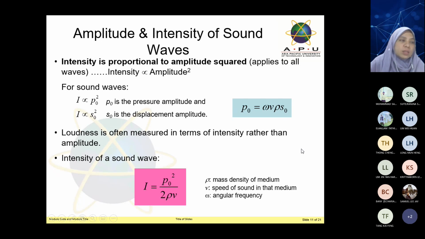Loudness is often in terms of intensity. Where can you hear loudness? Pasar malam, you know, night market. You can hear a lot of loud people, not shouting, they are promoting their things. So they need to have a loud sound from their voice.